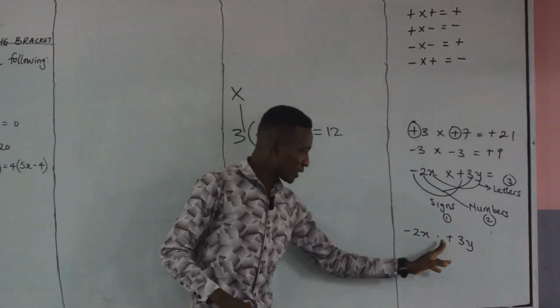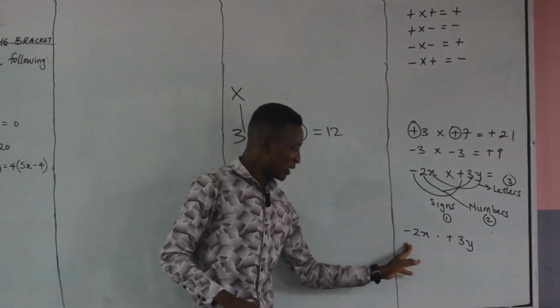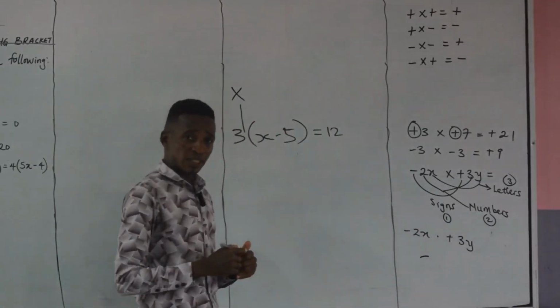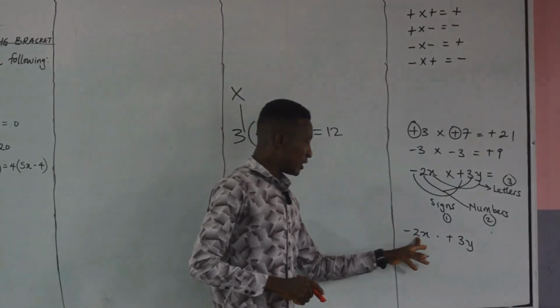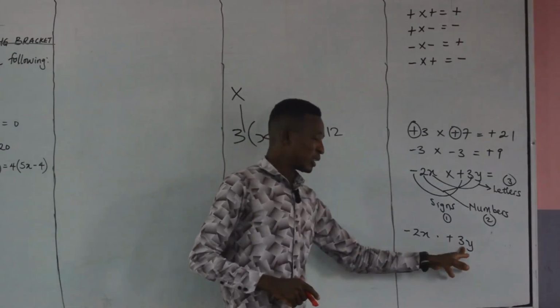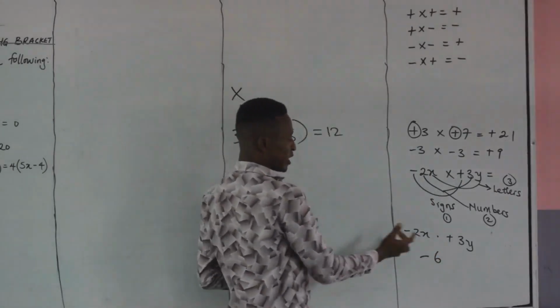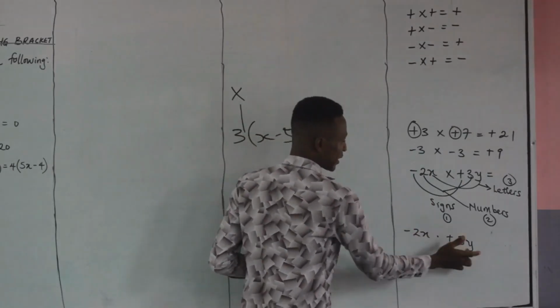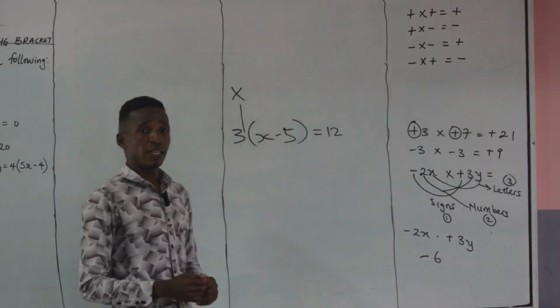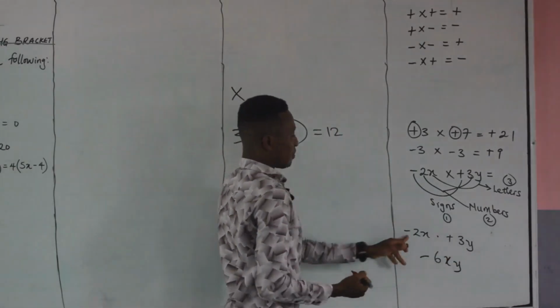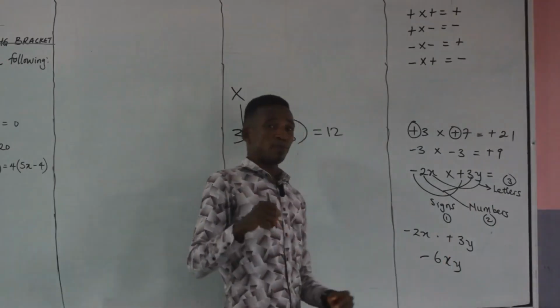Here, I have minus and plus. So minus times plus gives me minus. I'm done with that. Then the next thing I'm multiplying is the numbers. 2 times 3 gives me 6. Then the third thing I'm multiplying is the letters. x times y automatically gives me xy. So in this case, what we have is minus 2x multiplied by plus 3y.